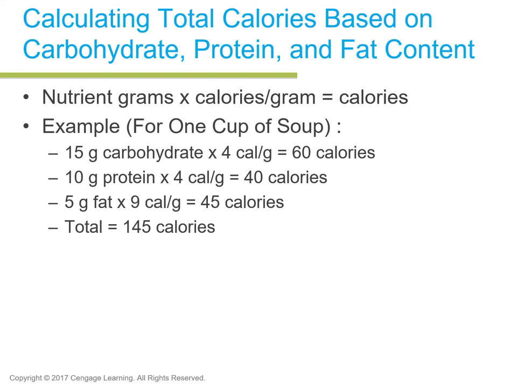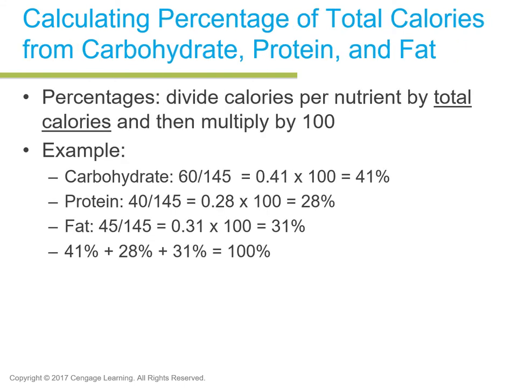Now, if you wanted to go further and decide what percentage of the soup was carbs, protein, and fats, you can do the following by using the total calories. So you would take 60 calories of carbohydrates divided by the total, 145, times 100, that's 41%. And then for protein, it was 40 calories divided by the total, 145, times 100 to get the percentage, 28. And then so on with fat.